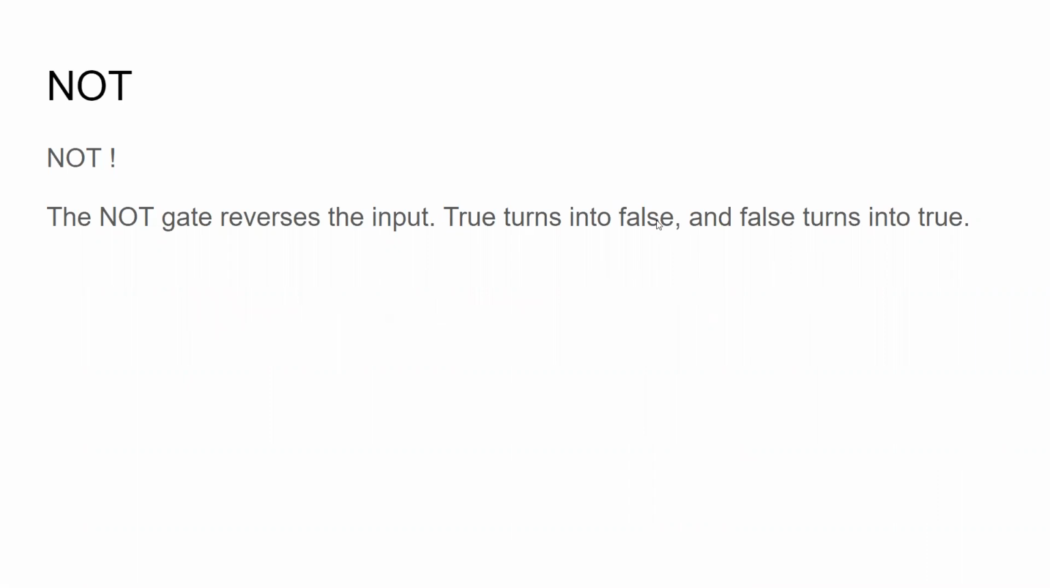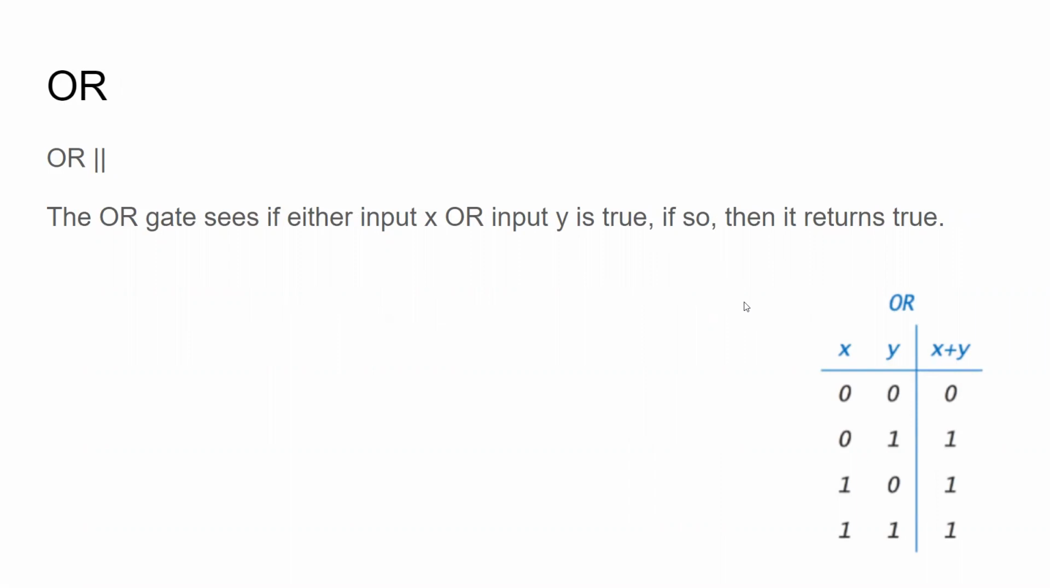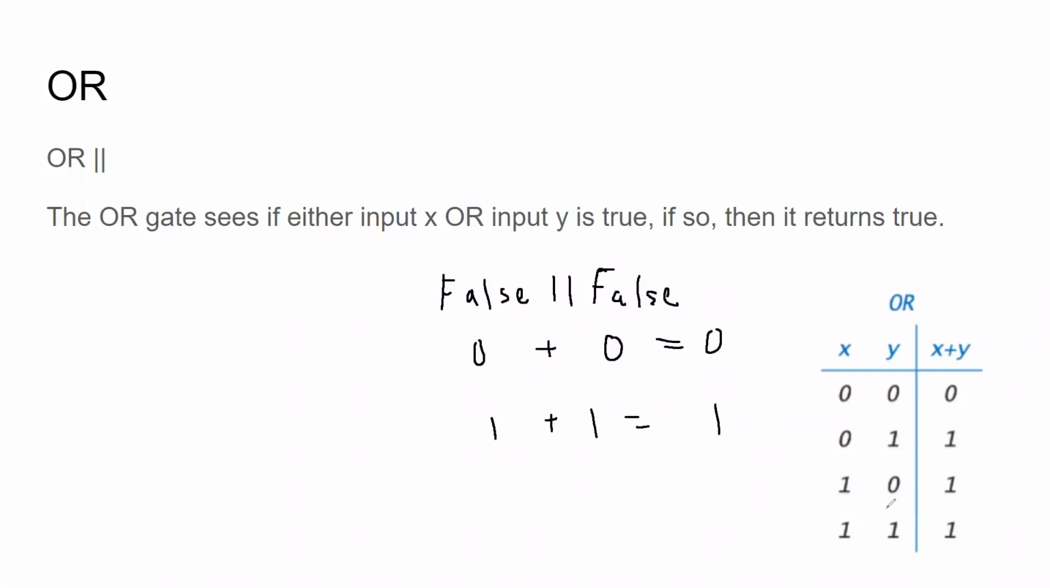So let's move on. Now we're on a separate logic gate, which is kind of like the inverse of AND. The OR gate sees if input X or input Y is true. If so, it returns true. Basically, if X or Y is equal to 1, then return 1. Just think of it as X plus Y. If it's false or false, it would be like 0 plus 0, which is 0. If it's 1 or 1, it would be positive, which would make it 1. Or if it's 1 and 0, it would be 1.